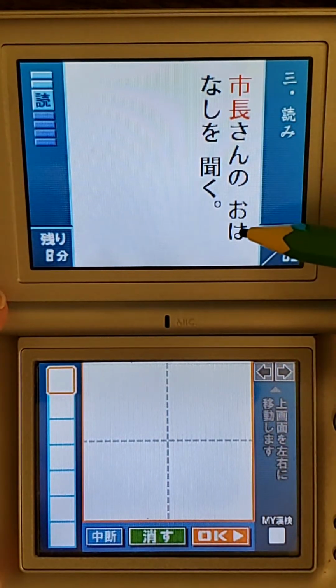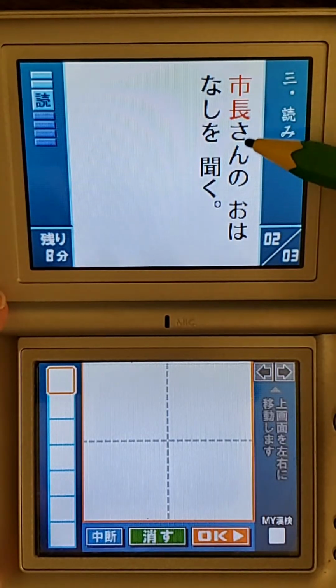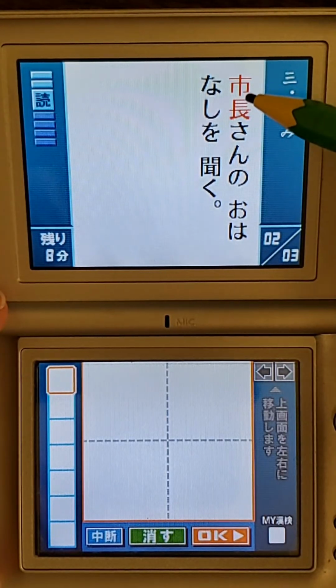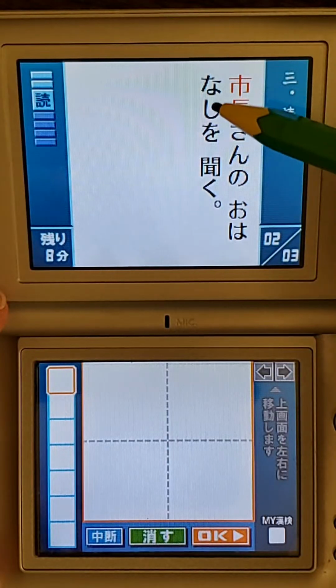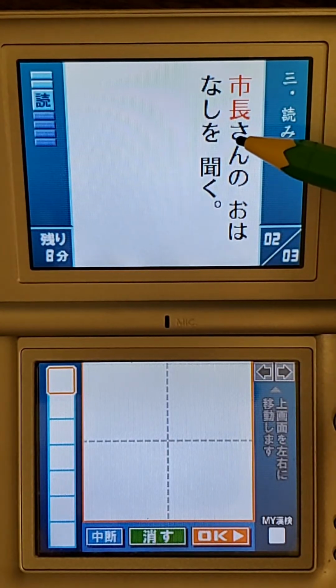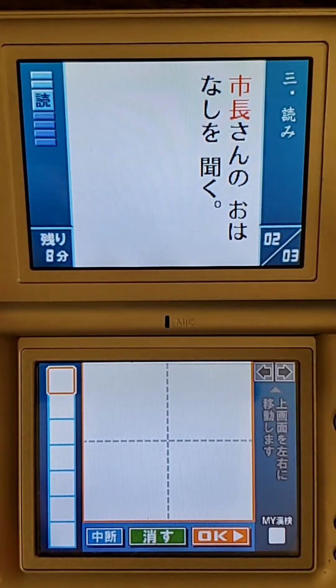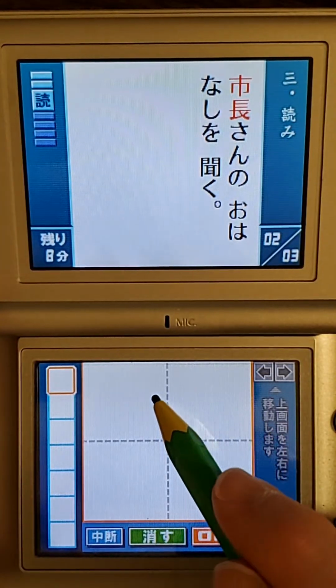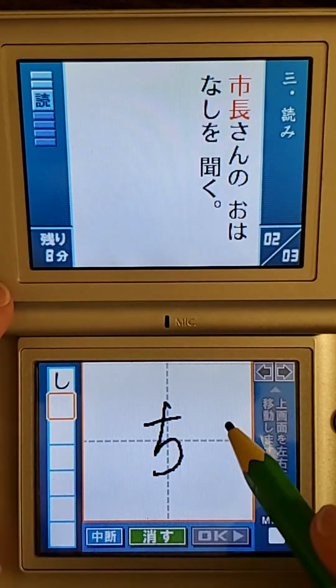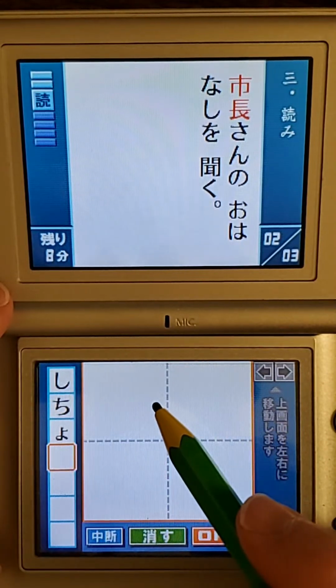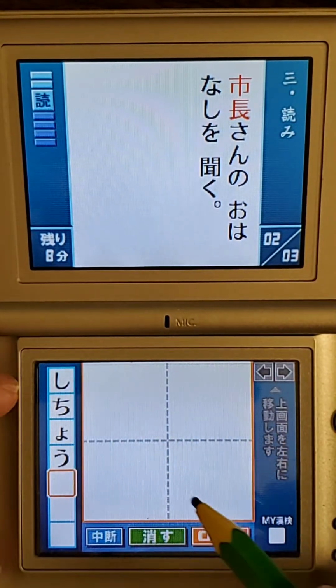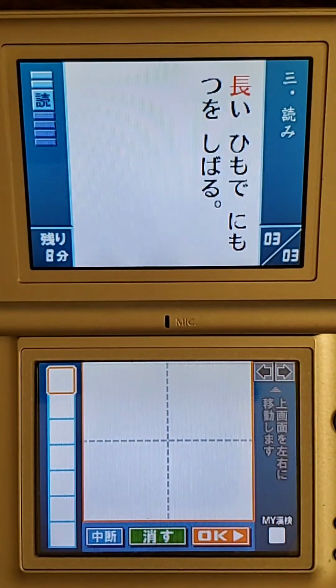Shicho-san no ohanashi o kiku. So shicho is like the city mayor of the city. And ohanashi is him talking, basically, the stuff he's saying, o kiku. So I listen to what he's saying. So shicho. Shicho. Yeah, shicho.